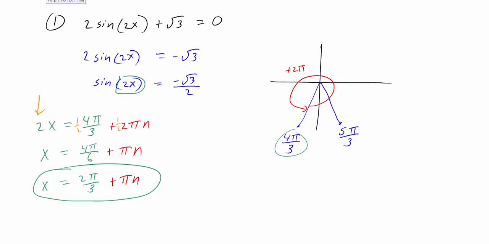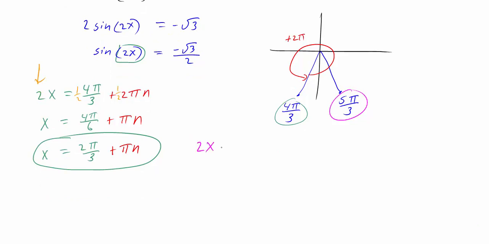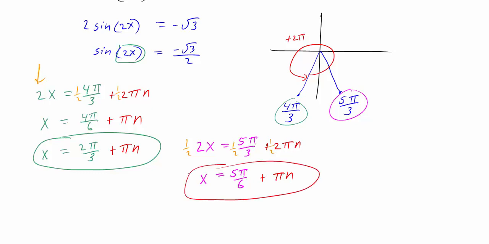So now we want to look at the 5 pi over 3. Well, once again, that means we would take our 2x and set that equal to 5 pi over 3. And we want to add on the multiple of 2 pi n. And to eliminate the 2, once again, we would multiply by 1/2. The 2 and 1/2 cancel. We're left with x equals 5 pi over 6 plus pi n. So here we have our two answers for this equation.